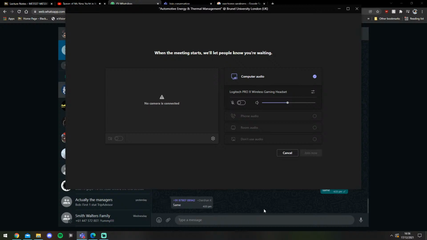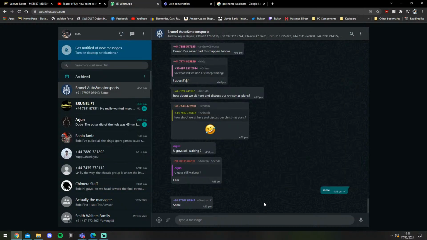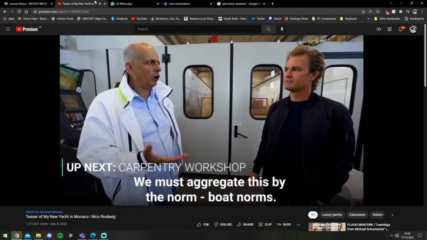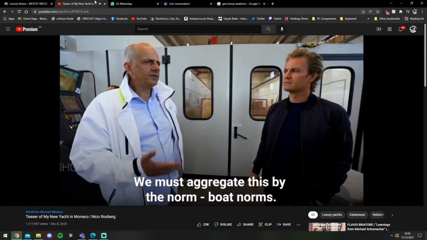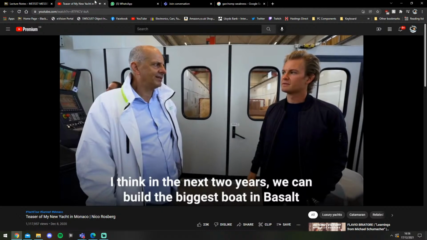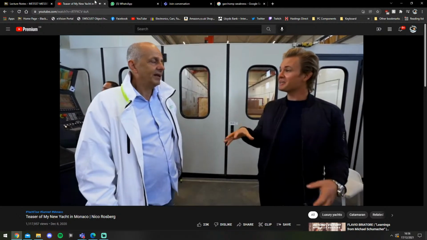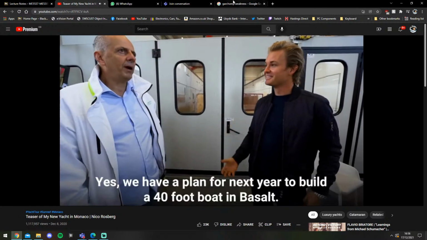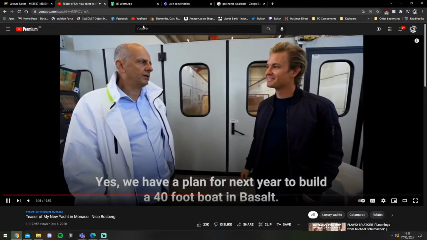And when it comes to more sustainable composites, what is your plan with that for the next couple of years? We are going for the basalt. We are making some tests. We must agree all this by the norm, road norms. I think in the next 2 years we can build bigger boats in basalt and different materials. So starting from next year, the hull for smaller boats is going to start to be basalt and linen. Yes, we have a plan for next year: build a 40 feet boat in basalt.